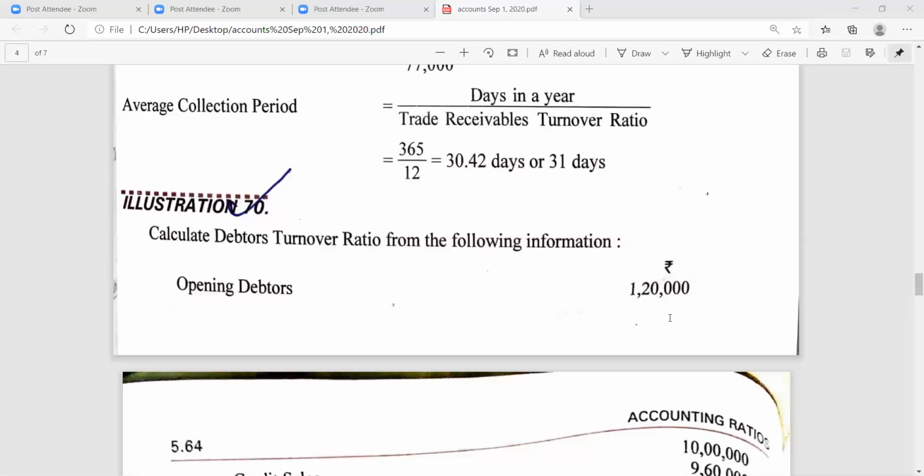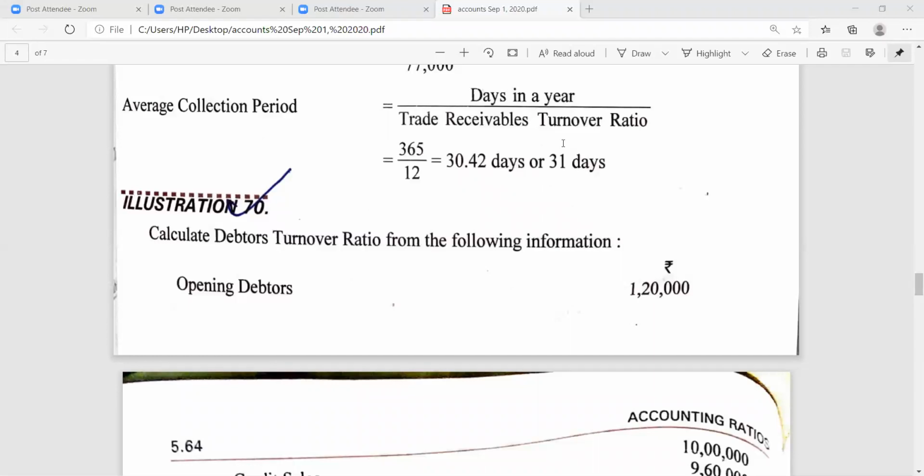Yes, ma'am. Unmute yourself. Beta, open your book and have a look at illustration number 70. It is also floating on the screen as well. Are you able to see and listen? Yes, ma'am. Okay, let's discuss it.